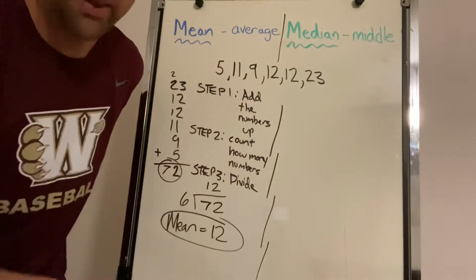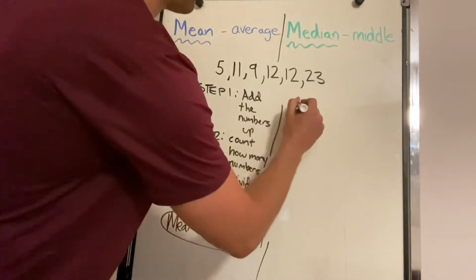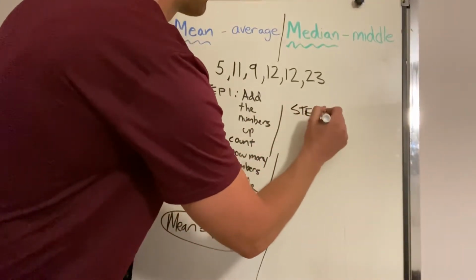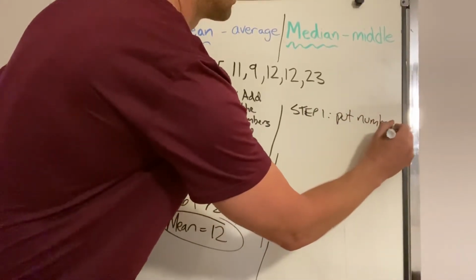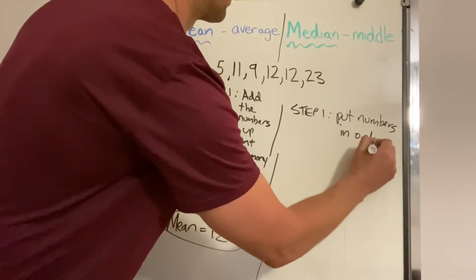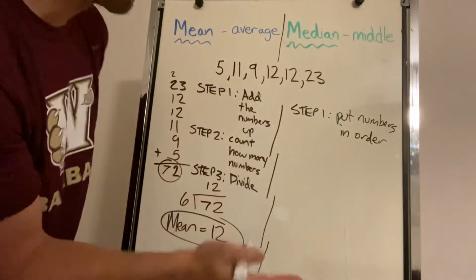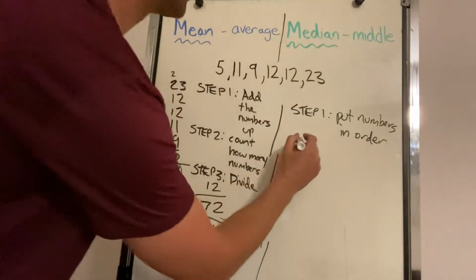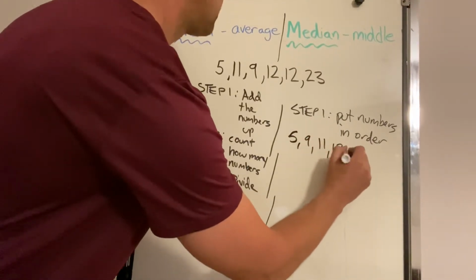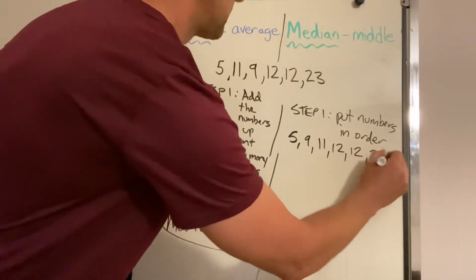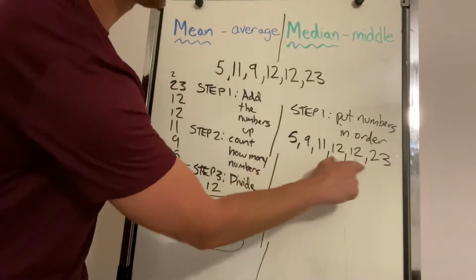All you have to do for median is find the number in the middle. The number in the middle. So what we have to do is step one, put the numbers in order. So let's do that now, all right? We got 5, 11, 9, 12, 12, 23. The only one out of order is this 11 and the 9. So we're gonna reorder these numbers. We're gonna go 5, 9, 11, 12, 12, and 23. All right, so we put them in numerical order.